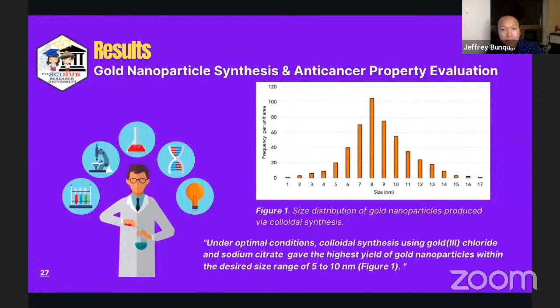And then, sa discussion naman, under optimal conditions, colloidal synthesis using gold chloride and sodium citrate gave the highest yield of gold nanoparticles within the desired size range of 5 to 10 nanometers. And then you refer to figure 1.